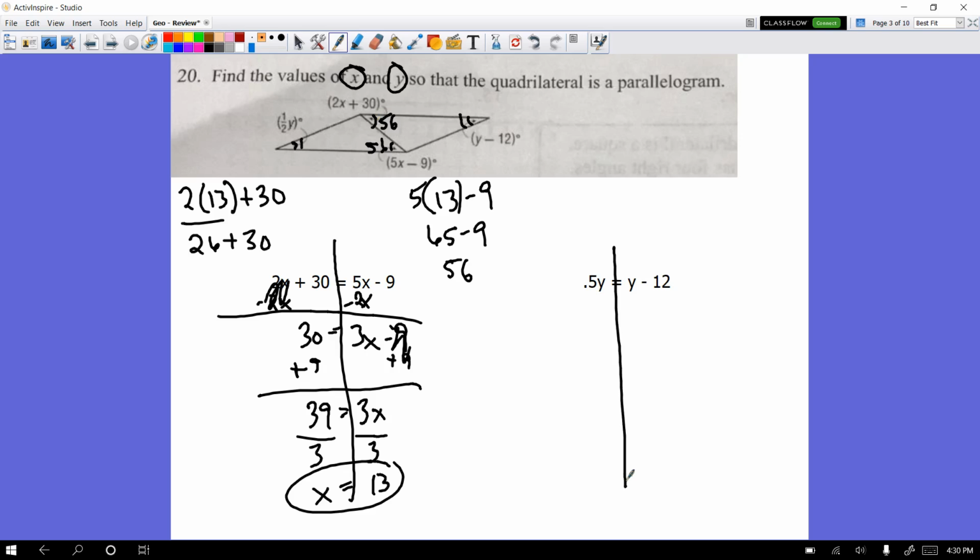So again, we have variables on both sides. I would say start with the side that has the smallest variable. 0.5 is less than 1, so I'm going to go ahead and start with that.